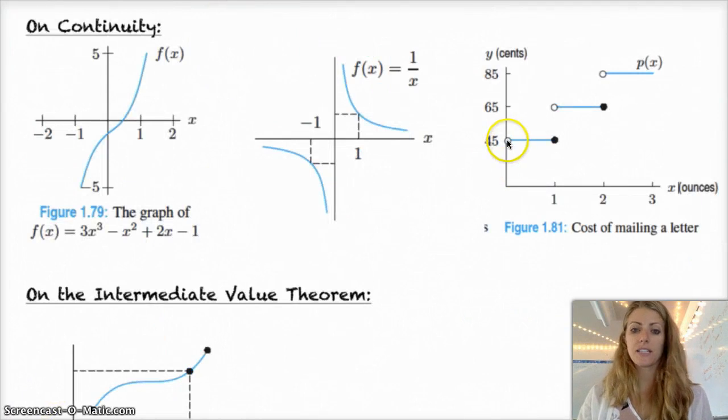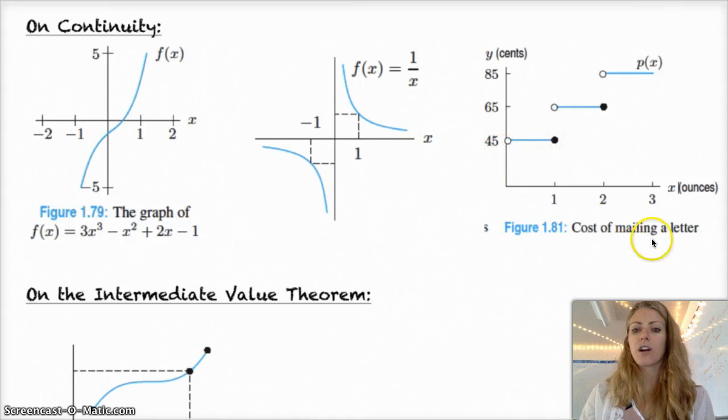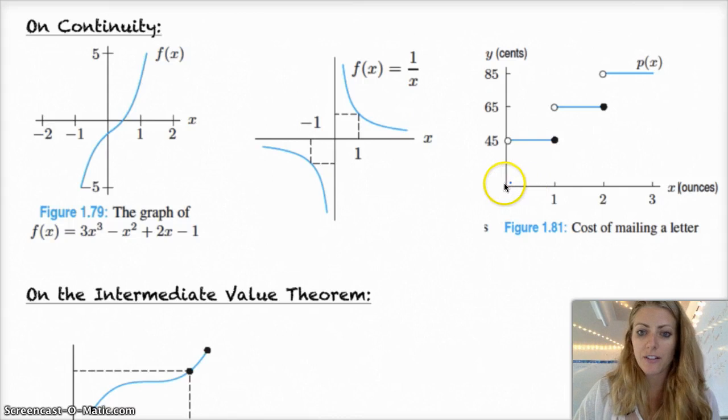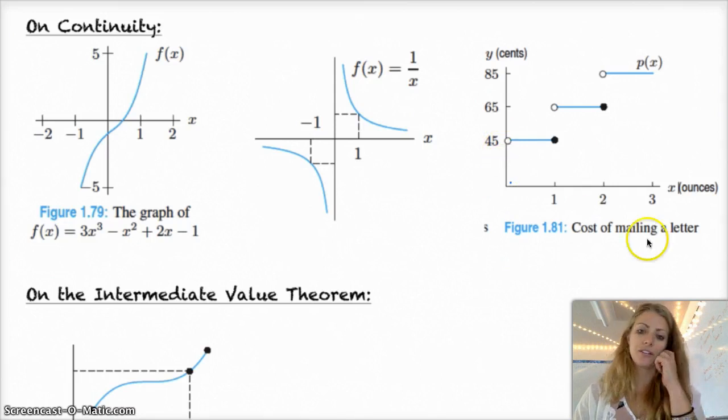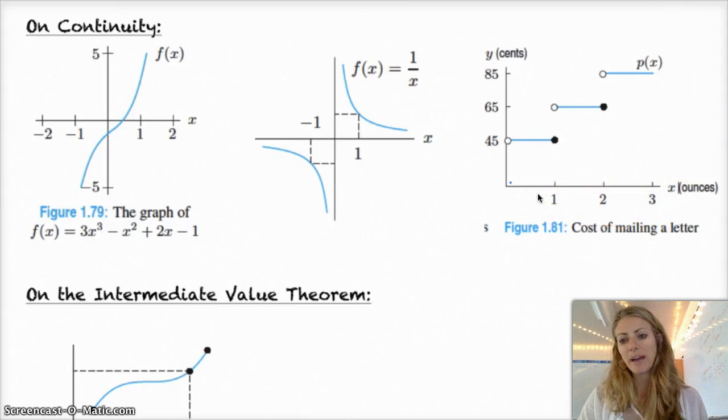And this last one is an example of a step function, and the example is the cost of mailing a letter. It costs $0 to send 0 letters, but as soon as you... or not 0 letters, this is the ounces of the letters, how much they weigh.